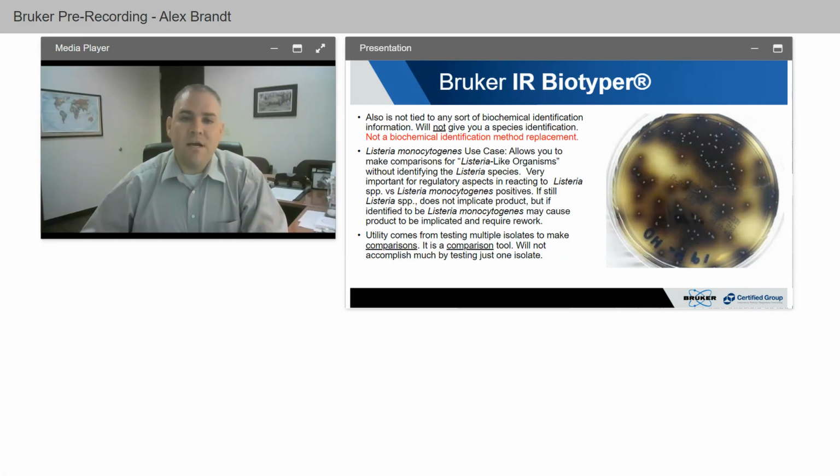For instance, in the Listeria monocytogenes use case, let's look at that. In certain types of food products, it makes sense to only look for Listeria-like organisms rather than looking for Listeria of a particular species, especially monocytogenes, which is a pathogen. So this technology allows you to make comparisons for these Listeria-like organisms without identifying the Listeria species.